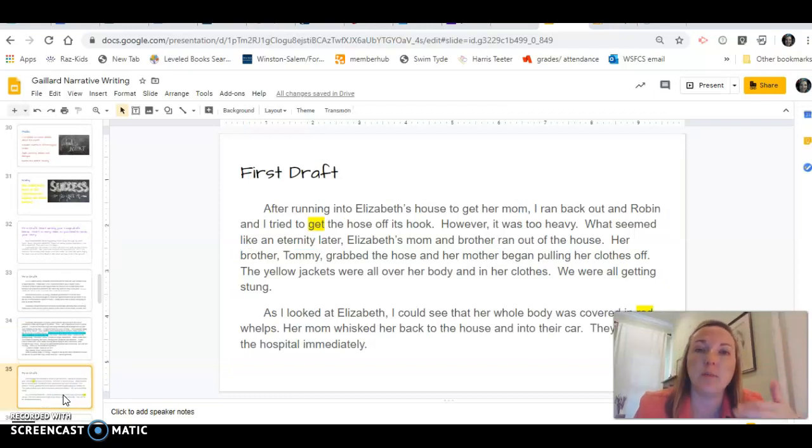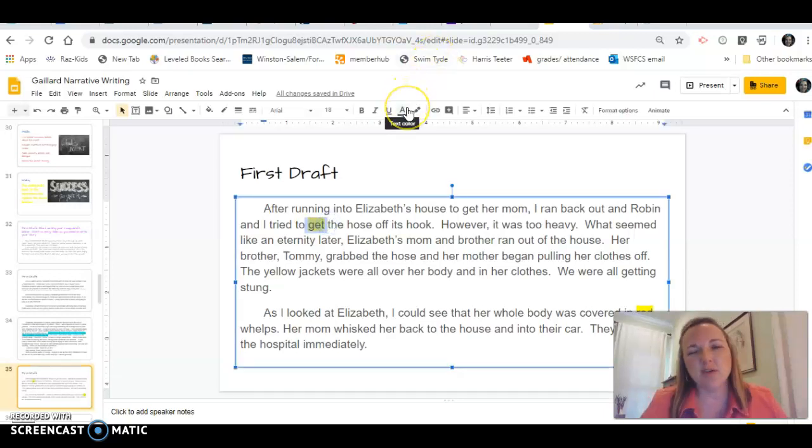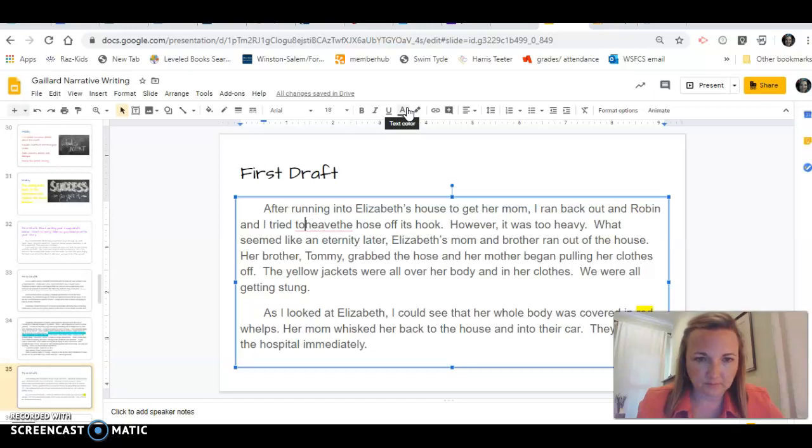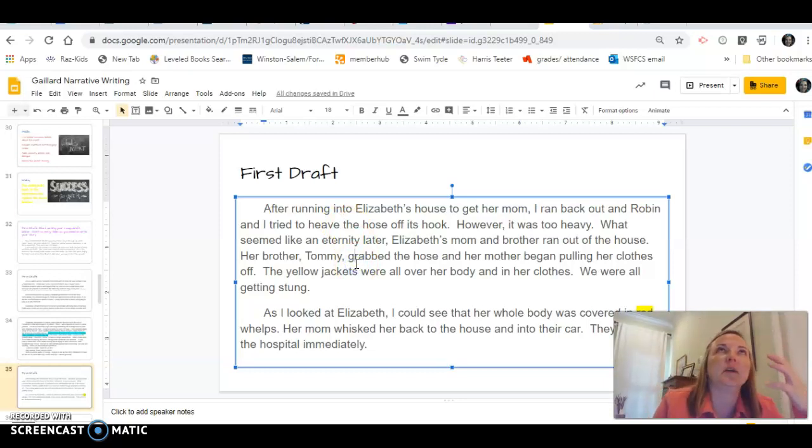So you would read through yours word by word to see if there's a better word there. Again, do not change every word, okay? Just some, here and there, just to enhance and give your reader a better story. So here, after running into Elizabeth's house to get her mom, I ran back to Robin. Robin and I tried to get the hose off its hook. Here, we weren't just trying to get it off, right? We were trying to heave the hose off the hook. We were pulling and tugging and fighting with it, but it was just too much for us, right? So I think saying heave gives a better image of the difficulty of us trying to pull it off, and it was just stuck. Too much for us.